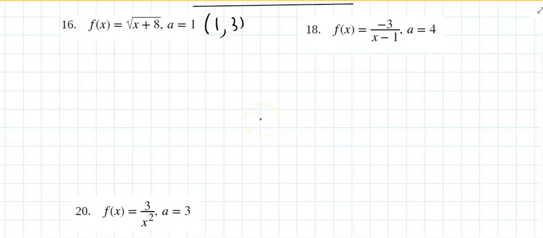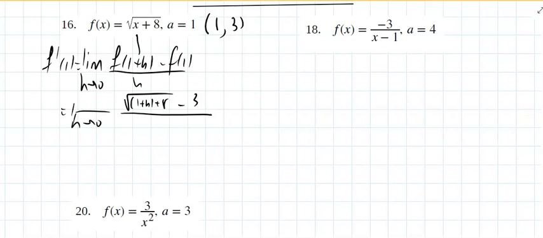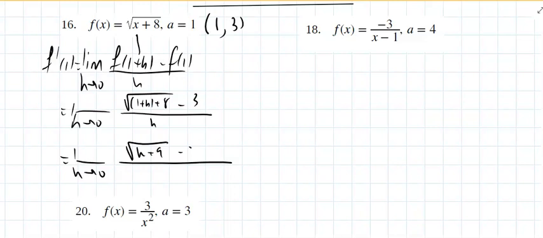So here, I have the point, I need the slope. What's the slope of the tangent at 1? That's the limit as h approaches 0, f of 1 plus h minus f of 1 divided by h. That is the limit as h approaches 0 of f of 1 plus h, put that in there, that's the square root of 1 plus h plus 8, minus f of 1, which is a 3, divided by h. That's the limit as h approaches 0 of the square root of h plus 9 minus 3 over h.